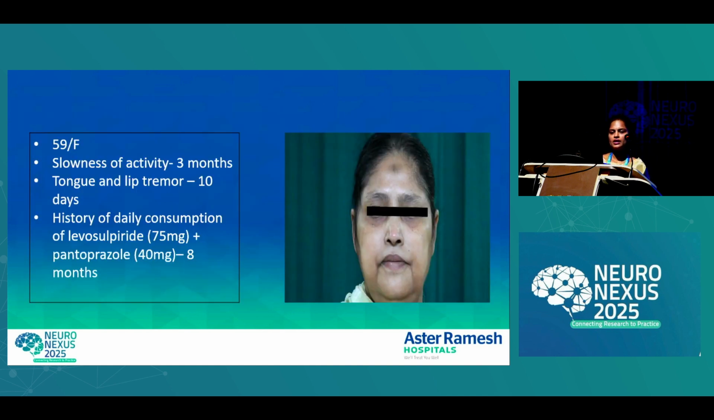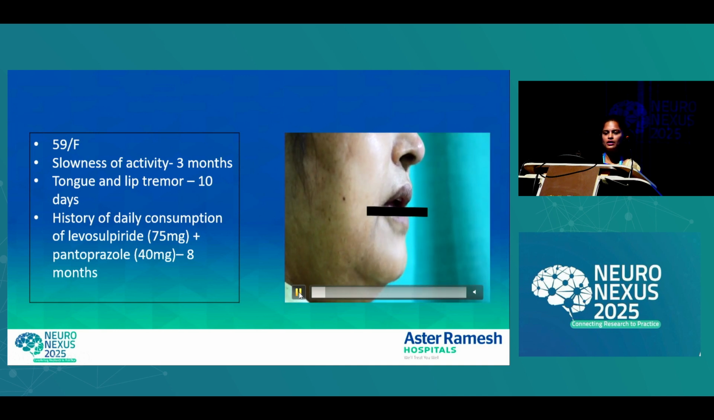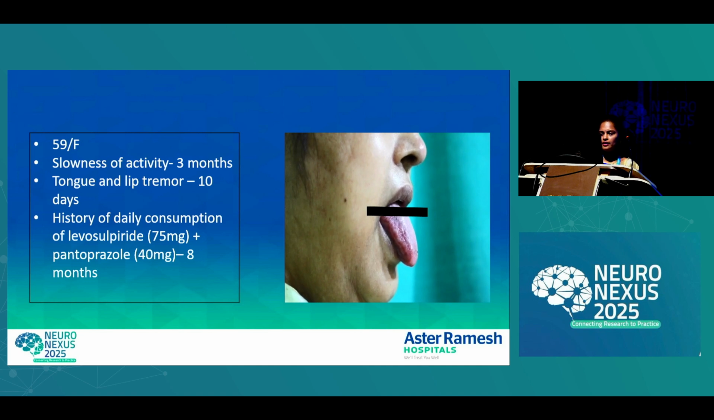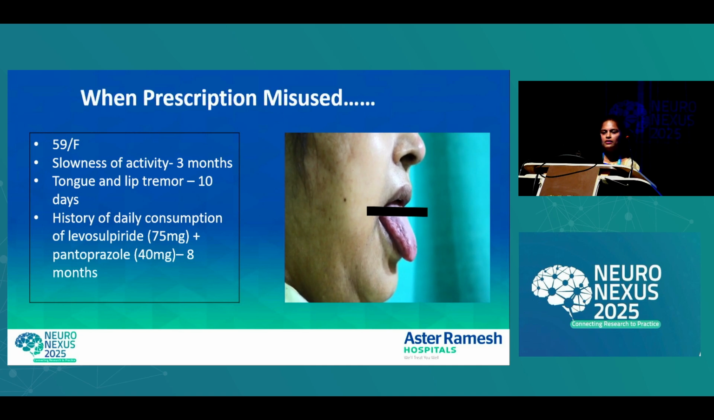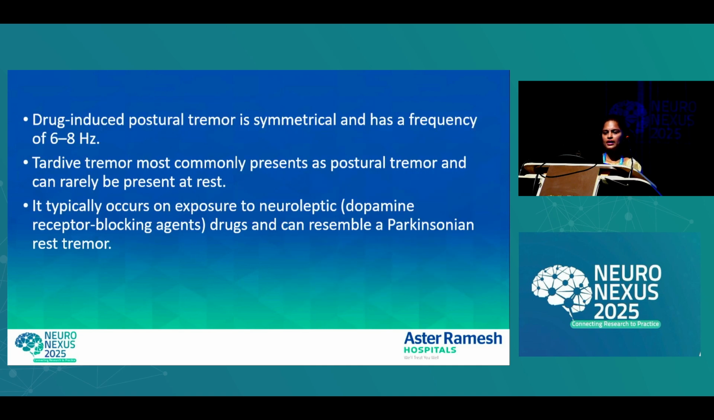Next one is a 59 years old female presented with slowness of activities of 3 months duration and tongue and lip tremor of 10 days duration. There is a history of daily consumption of levosulpiride and pantoprazole for 8 months. You can observe the tongue tremor. It is a drug-induced tremor. So it is a drug-induced tardive tremor. It occurs usually secondary to neuroleptic drugs.